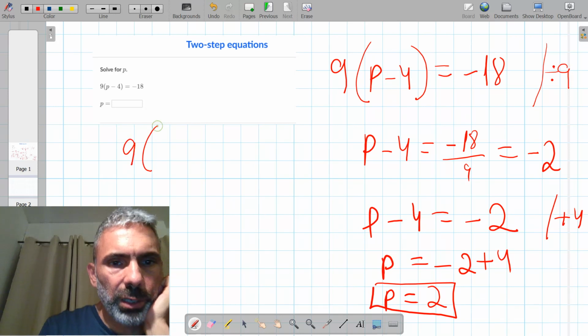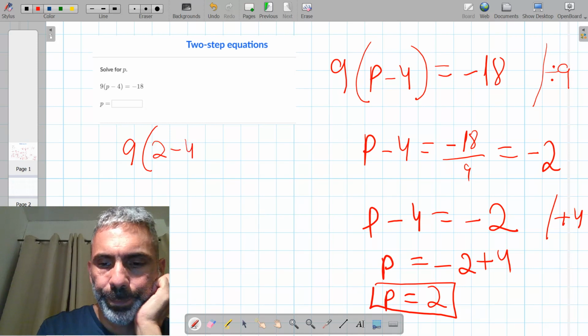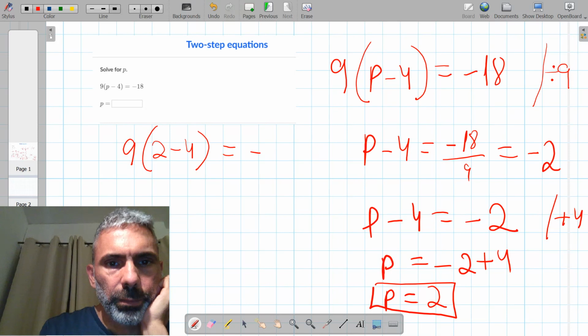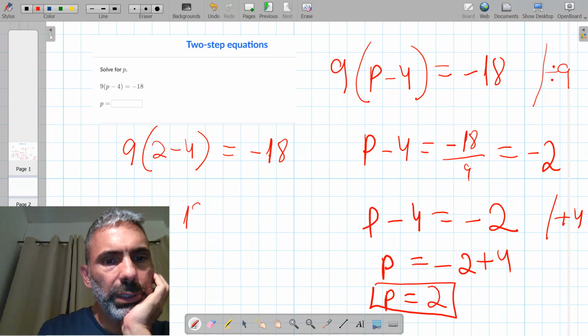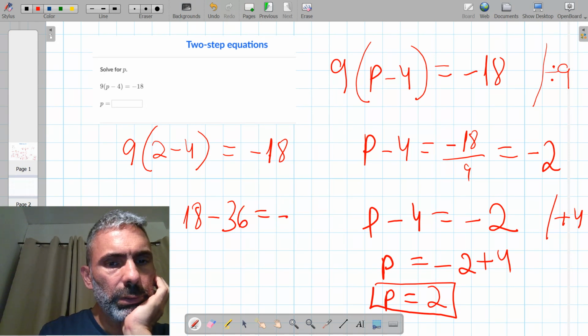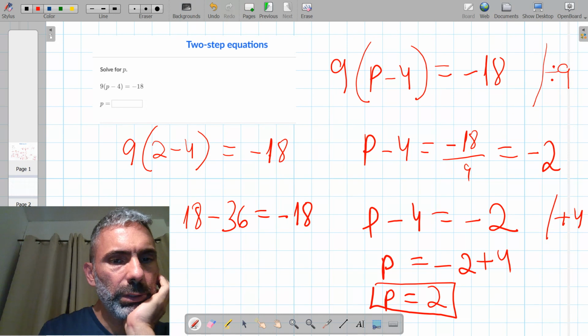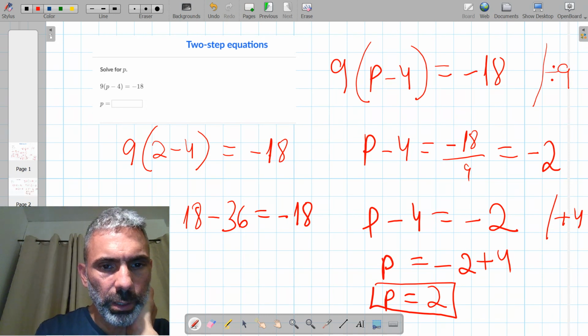And now I plug in this result in the original equation. So 9 times, instead of p, I'm writing 2, 2 minus 4 equals minus 18. So now I apply the distributive property. 9 times 2 is 18. 9 times minus 4 is minus 36. Equals minus 18.